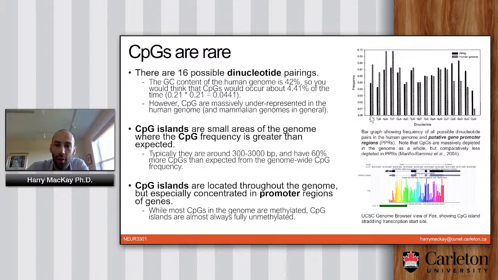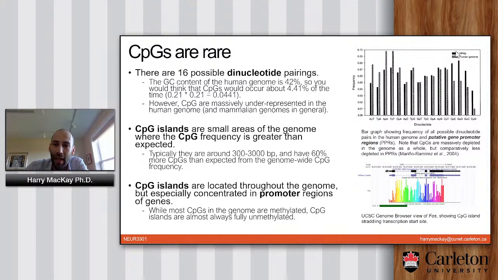And then the bars are colored by whether they're looking either in promoter regions of genes, so regions that are flanking the transcription start site, or whether they're looking at the genome as a whole. And what you will see is that some dinucleotide pairings are a little bit more common than others, but what really stands out is CpG, which is all the way over here on the far right-hand side, is extremely uncommon. So across the entire genome, they're only present at about 1% frequency. And this is in contrast to the expectation that they'd be about 4.5%. So they're depleted, you might say, by about fourfold.